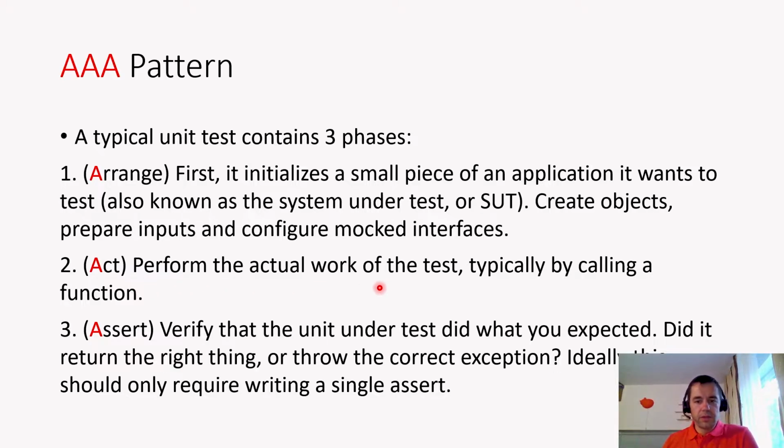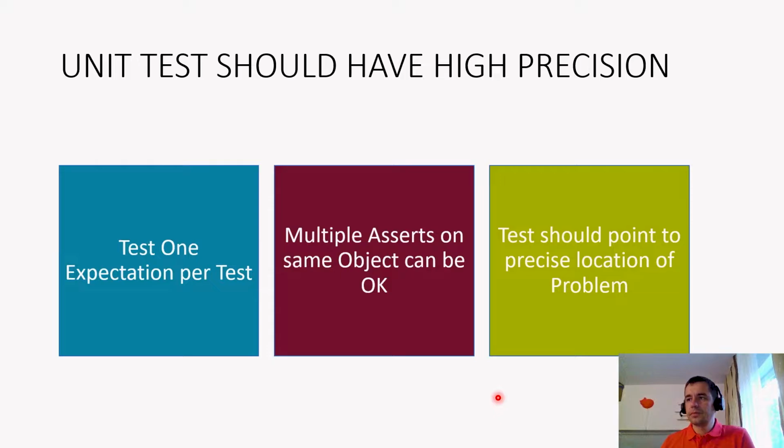This basically performs the actual work of the test, typically by calling a function. Then, after calling this function, we assert, we verify that the unit under test did what we expected, did it return the right thing, or throw the correct exception. Ideally, this should only require writing a single assert.